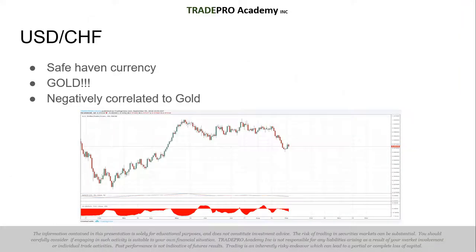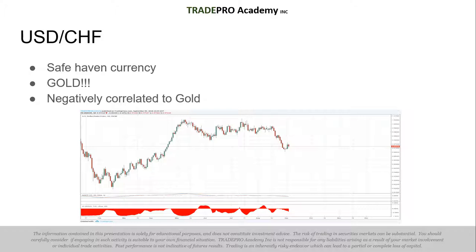The USD Swiss franc could be considered a safe haven currency. There are similarities between the yen and the Swiss franc in that they are both considered safe haven assets. The Swiss franc is considered a safe haven asset because the Swiss economy is considered very stable and the franc will rise in value when market uncertainty does or equities drop.